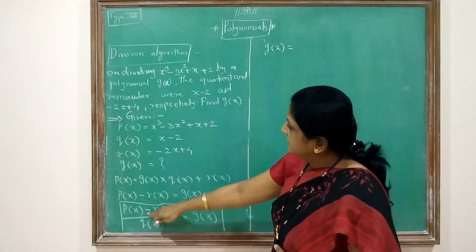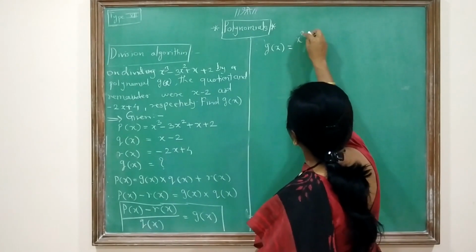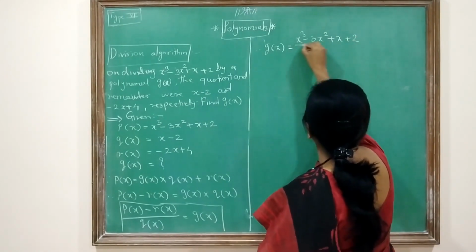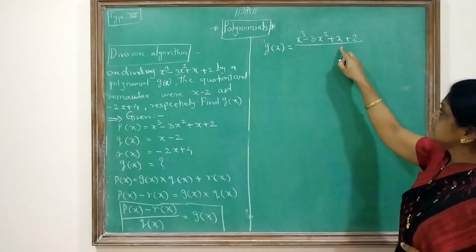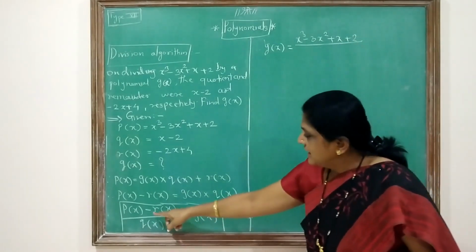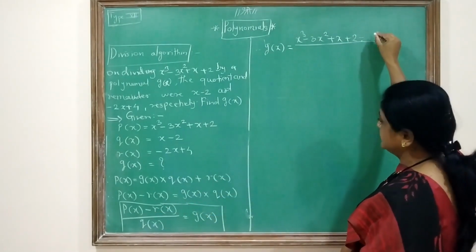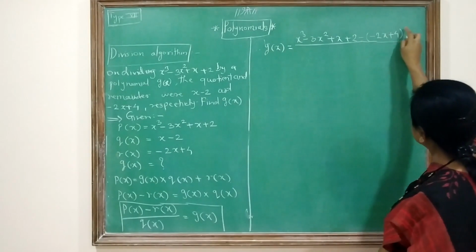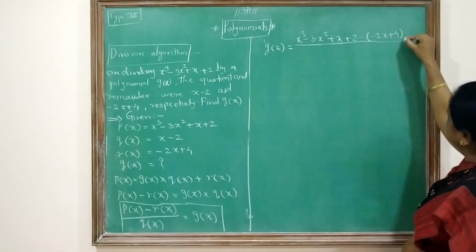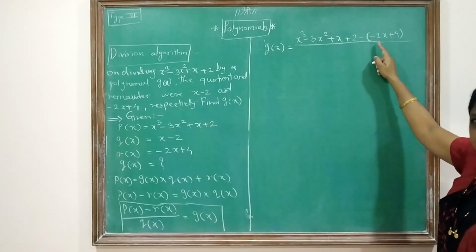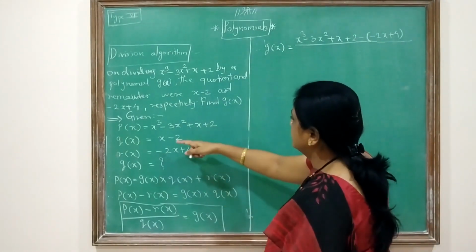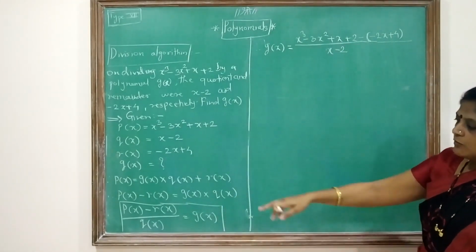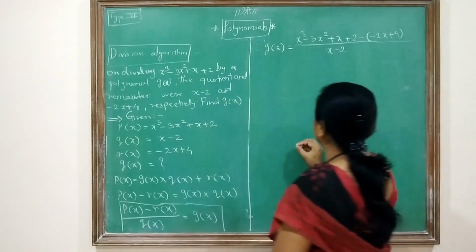What is the value of p of x? P of x is x cube minus 3x square plus x plus 2, minus r of x. R of x means minus 2x plus 4. You will take a bracket here because a minus sign is present. Divided by q of x, which means x minus 2.